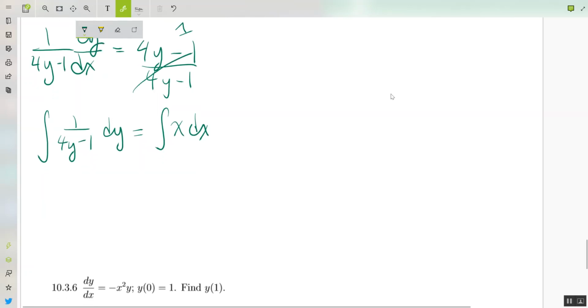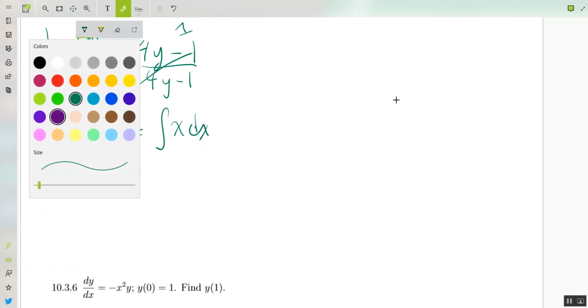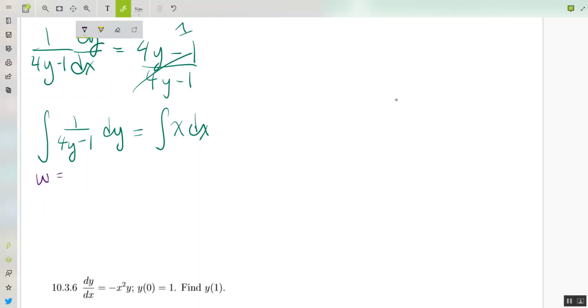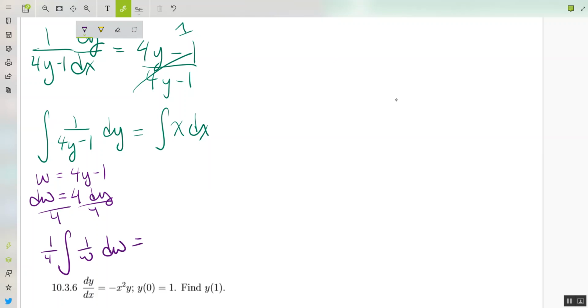Let's go ahead and integrate that. So on this side I'm going to have to use u substitution. So I'm going to have my u, or I'll use w, be 4y minus 1. So then my dw, my differential, will just be the derivative of this times dy, which will be 4 dy, and then I got to divide by 4. So my overall integral when I replace will be 1 over 4, 1 over w dw equals to the integral of, I wrote x here, that's not correct. It's 1 dx.